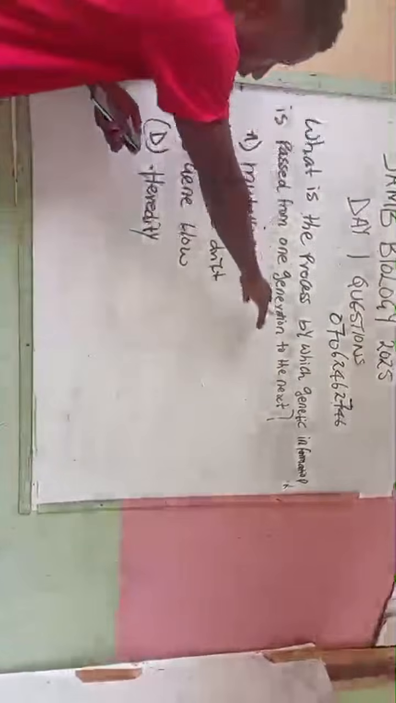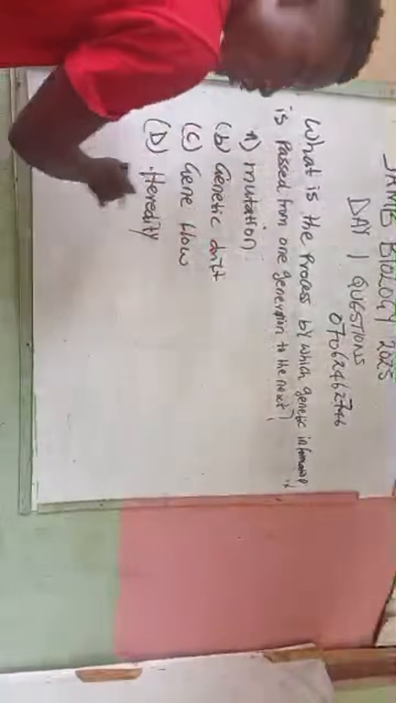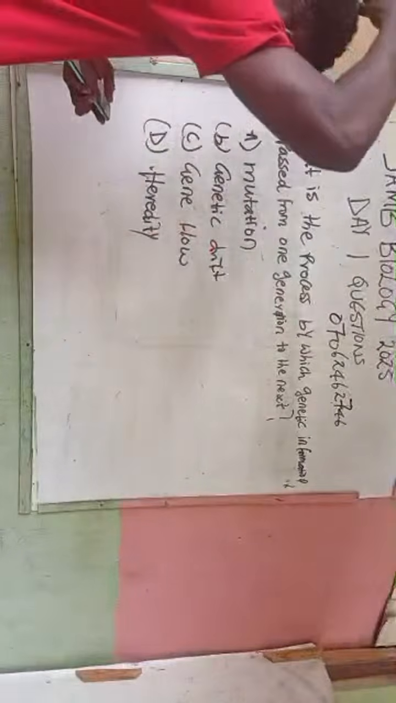So what is a process by which genetic information is passed from one generation to another? It is not mutation, neither is it genetic drift or gene flow. The correct answer is hereditary.